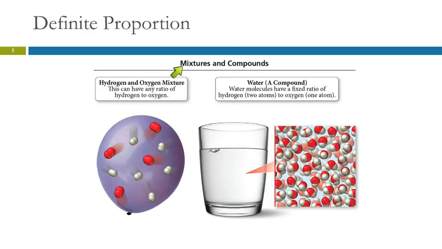It's important to be able to distinguish between a mixture and a compound. In a mixture, you have more than 1 kind of particle. In a compound, all the particles are the same as each other.